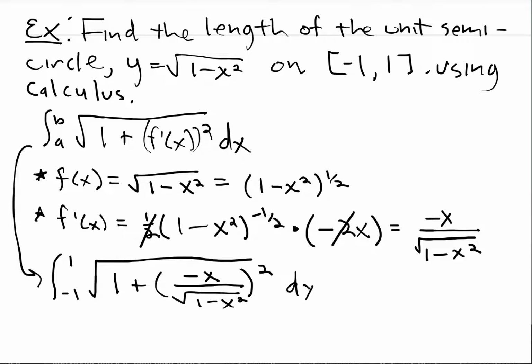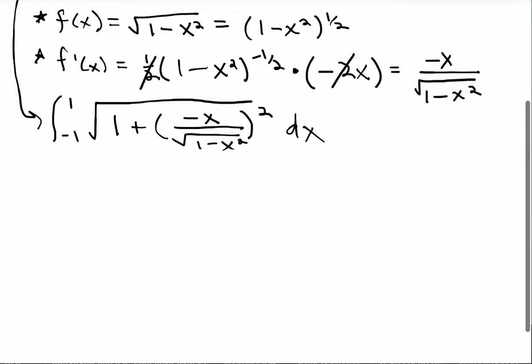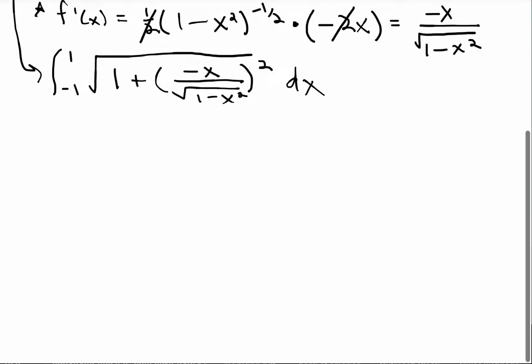Okay, and this is what we're going to be integrating. This will give us the length of that semicircle. Now, if I scroll down and give myself a little bit more room, obviously we sure don't want to integrate it when it looks like this. This is a hot mess. So let's see what simplifying will let us do.